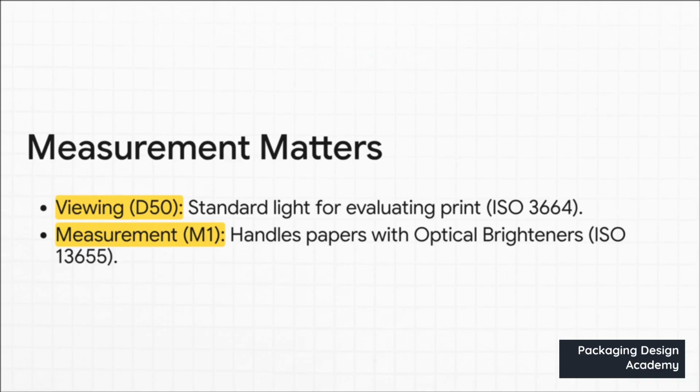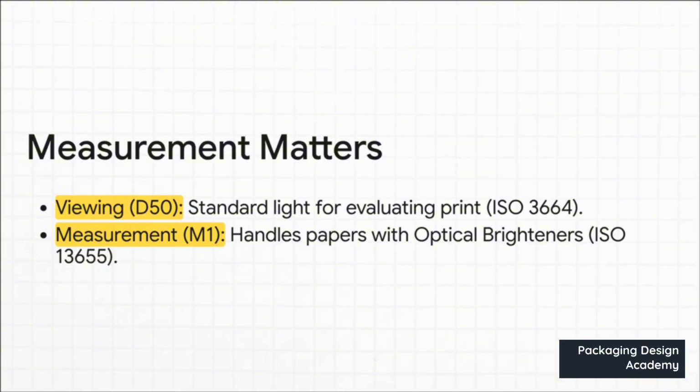But a profile by itself isn't enough. You need standardized conditions. Think about it. Color is just reflected light. So to agree on a color, we have to agree on the light we're seeing it in. That's the D50 standard. And we also have to agree on how we measure it, especially with modern papers that have optical brighteners in them.